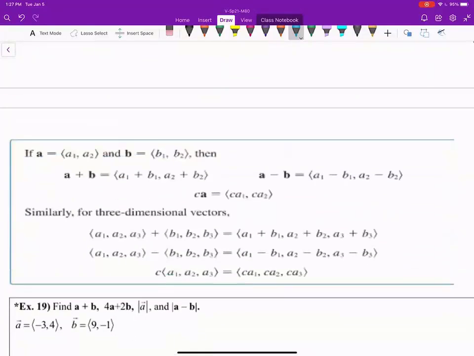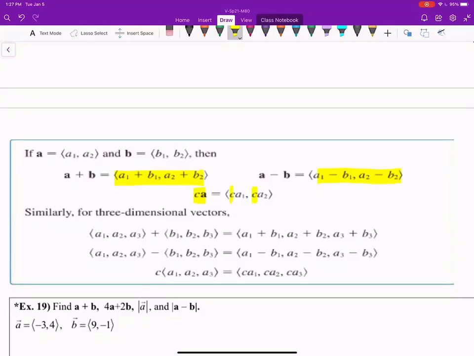If A is a vector A1, A2, and B is a vector which has components B1, B2, then vector A plus B has components A1 plus B1, A2 plus B2. You are adding just the corresponding components. In order to find the difference, A minus B, you just subtract the corresponding components, A1 minus B1, A2 minus B2. For a scalar multiple of a vector, C times A, you have to multiply each component by the scalar. Make a note of that.